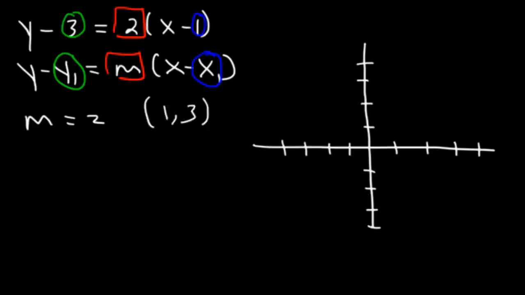So what you want to do is plot the point first. (1, 3) is over here, and the slope is equal to 2. That means as you travel 1 unit to the right, you need to go up 2 units. So the next point is going to be at (2, 5). If you go 1 to the left, you need to go down 2 units. Now granted, this line's not going to be perfectly straight, but you get the picture. And then just connect them with a straight line.